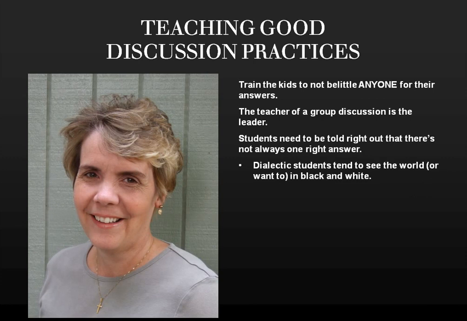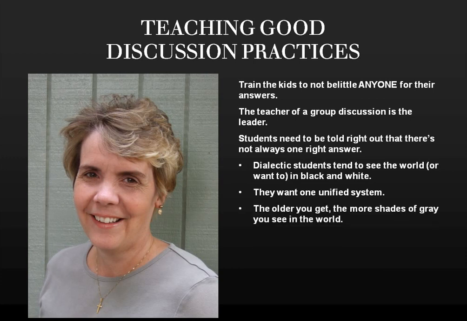Dialectic students tend to see the world, or want to, in black and white. Their brains are busy building a system of categories into which they look to place all the facts that they know. They want one unified system with clearly cut answers for all questions at this age. They are therefore uncomfortable with a discussion in which there are more than one valid points of view. The older you get, the more shades of gray you see in the world. Tell your students that it's okay if all answers are not clear-cut and if varying viewpoints have equal validity.